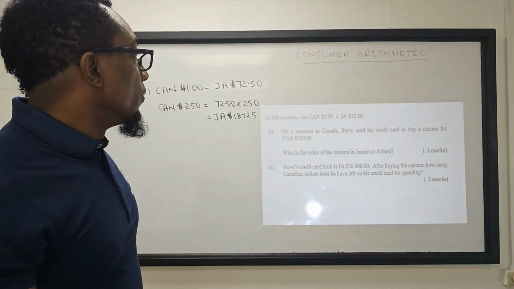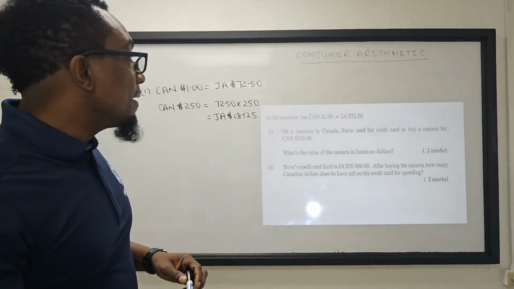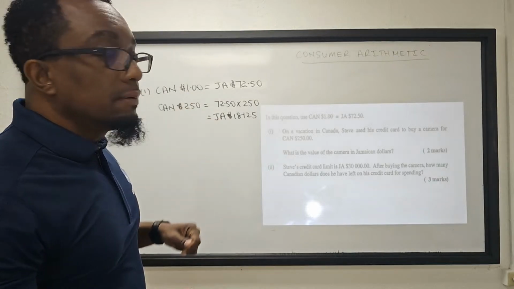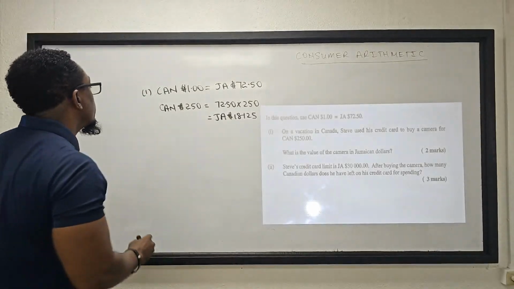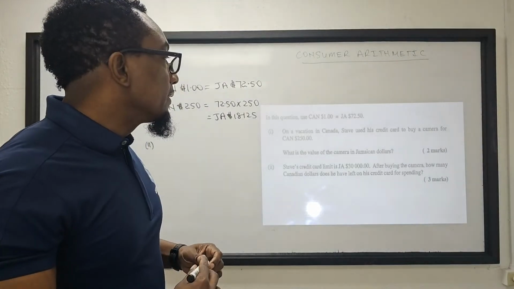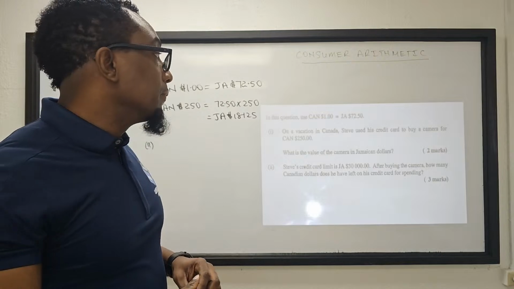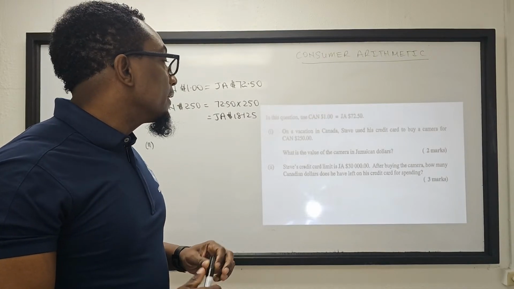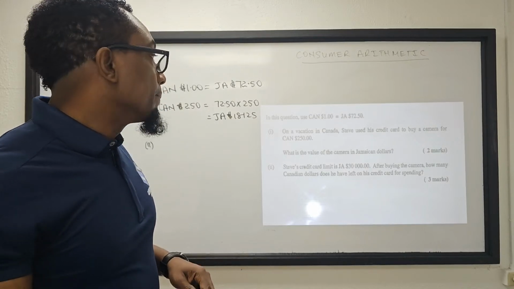Yeah? So we have determined the value of the camera in Jamaican dollars. Canadian $250 converted to Jamaican will be $18,125. Then it states part 2. Steve's credit card limit is Jamaican $30,000. His credit card limit is that amount. After buying the camera, how many Canadian dollars does he have left on his credit card for spending?